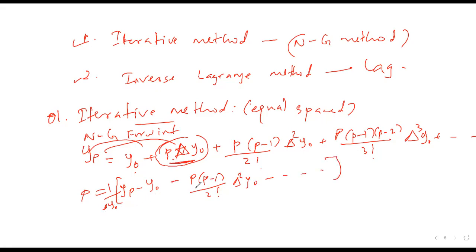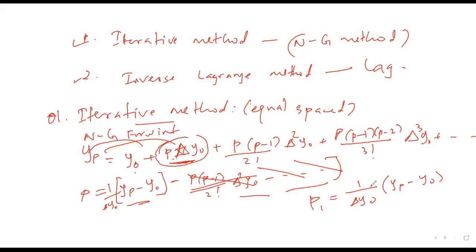If I neglect all these terms, because if I have a small value, all these squared and cubed terms will be small, no? So to get one nice equation, what they are doing is neglecting the second order and higher orders. You will have, let's say, p1. p1 will be 1 over delta y naught times (yp minus y naught). This is all I will have. I'm going to omit the rest. So I have found p1.